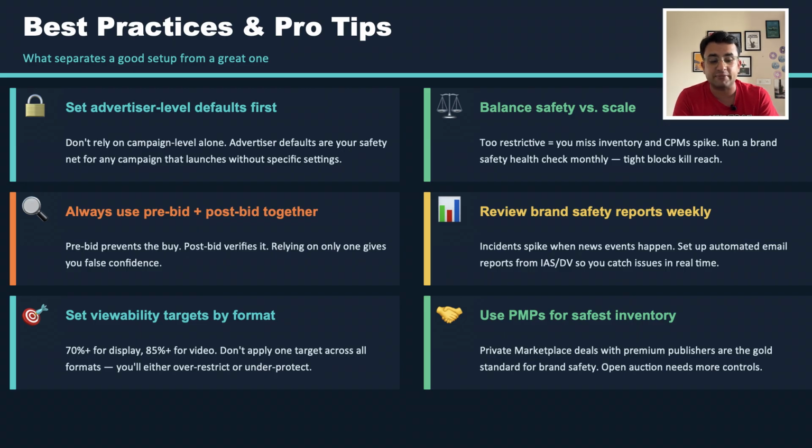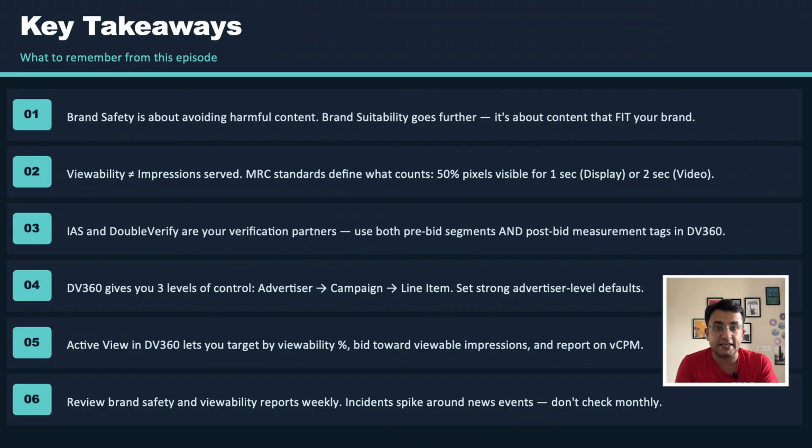Too restrictive means you miss inventory and CPMs spike. And if you run a brand safety health check monthly, it can block scale and reach. You need to do that on a weekly basis. Review brand safety reports weekly, as just discussed. And use PMPs for the safest inventory. Private marketplace deals with premium publishers are the gold standard for brand safety, because you're already showing your ad on premium publishers. So these were the key takeaways from today's video.